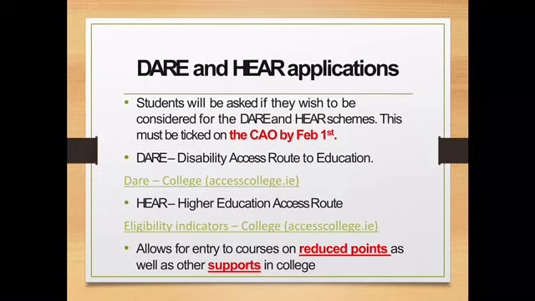HEAR is the Higher Education Access Route to college. This is based on family income and can support people with either reduced points and other supports such as finances in college. DARE only gives you access to reduced points and supports in college. It does not give you access to any finances.